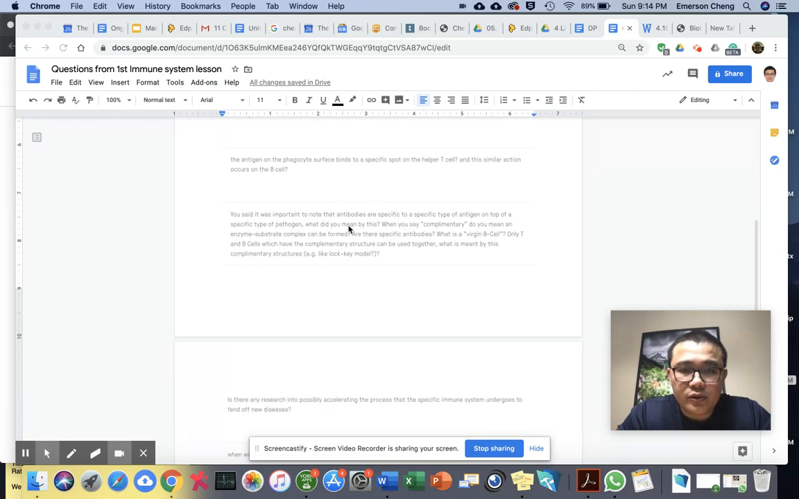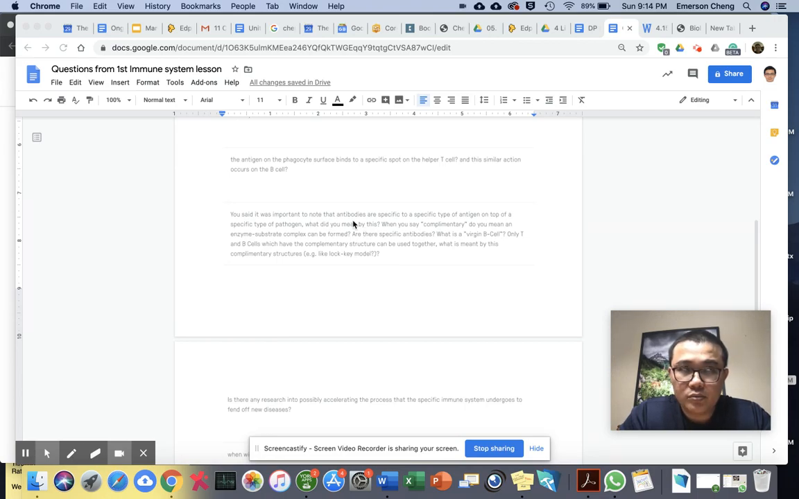You said it's important to note that antibody is specific. Okay, what do you mean by that? When you say complementary, do you mean an enzyme? Yes. So these two, I think I answered the question already. It is specific to one type of antigen.